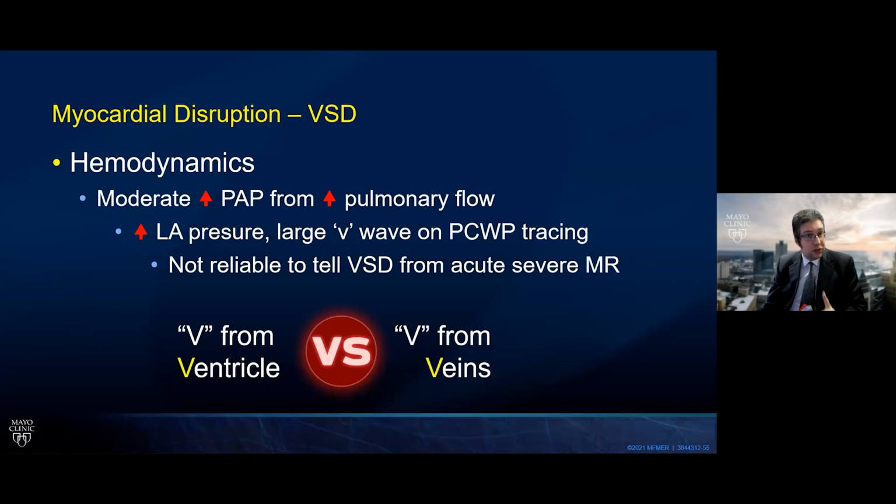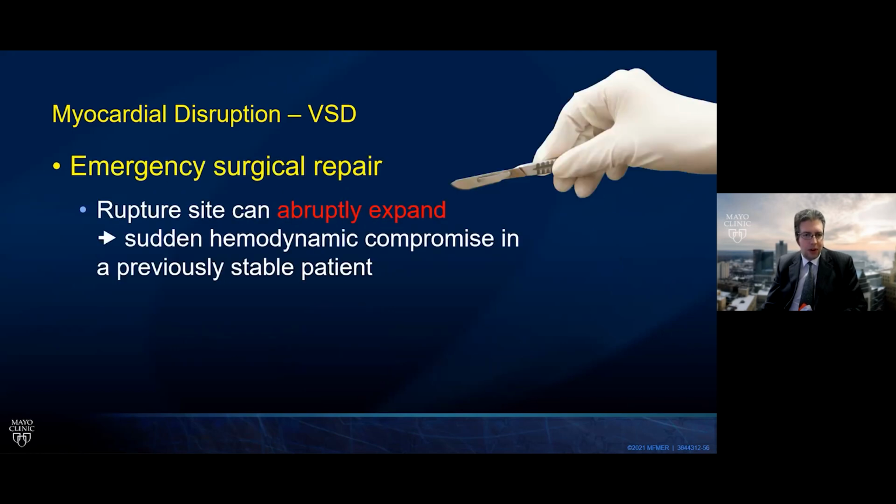Instead, look at the position of the patient, and as well, think about their murmur. A thrill, you're thinking VSD. Soft, maybe inaudible murmur, pulmonary edema, rapidly progressive, think about papillary muscle rupture. In a VSD, you're again going to think about emergent surgical repair.